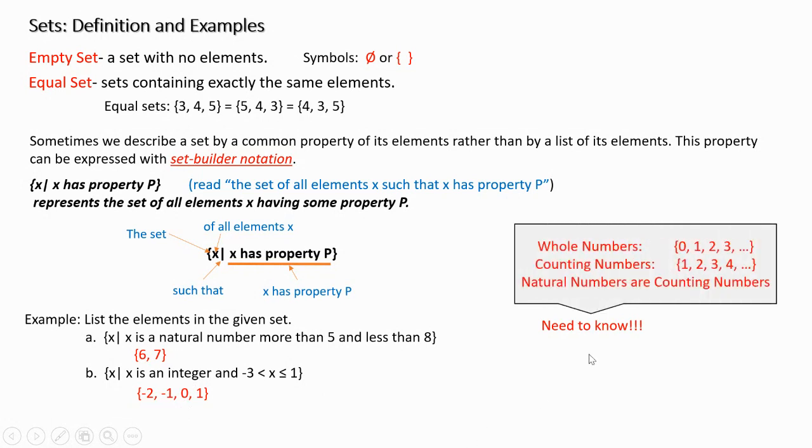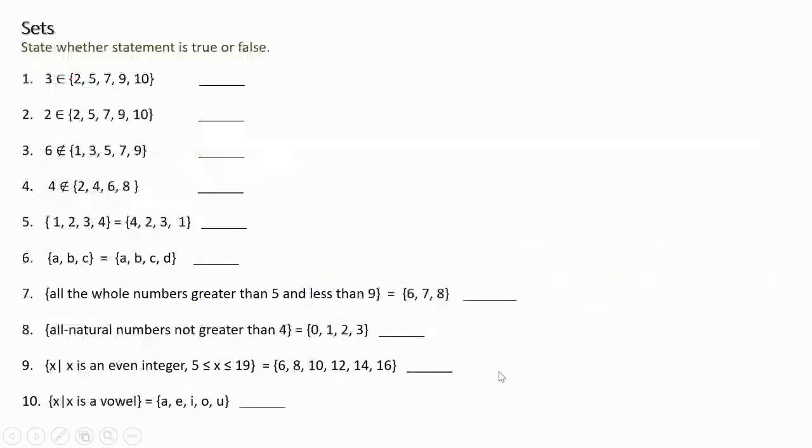Okay, you need to know, these are considered whole numbers. Whole numbers start with 0 and they go on for infinity. Counting numbers begin with 1 and they go on for infinity. Natural numbers are counting numbers, and you need to know that, because at times that might be asked as a question, and if you don't know what whole numbers are or counting numbers are, then there's going to be an issue there. So it's good to know what are whole numbers and counting numbers.